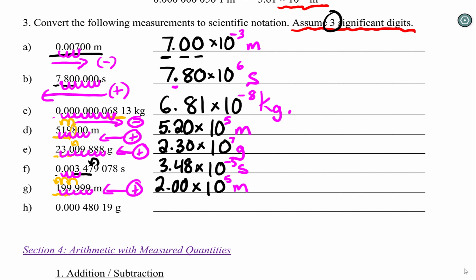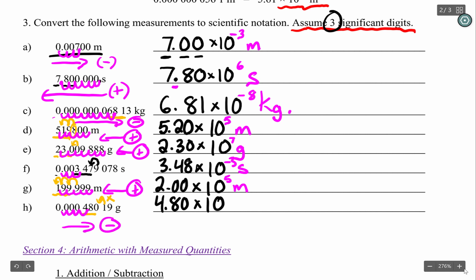And our last one, we find our first three significant digits, 480. We check for rounding. This does not round up, so 4.80 times 10 to the power of. We move the decimal place over 1, 2, 3, 4 spots to the right. That's negative, to the negative 4 grams.